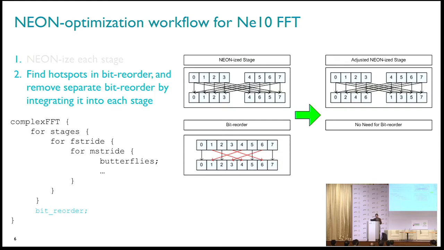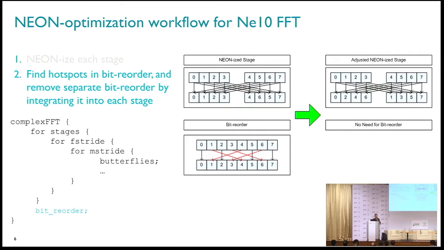And then we will find that the bit reorder is not friendly to Neon. Here is the bit reorder. In bit reorder, we take the zeroth element and store it to the 0 element. And we take the first element and put it to the 4th slot. And take the third element to the 6th slot. So there is no way we can Neon optimize this piece, right?